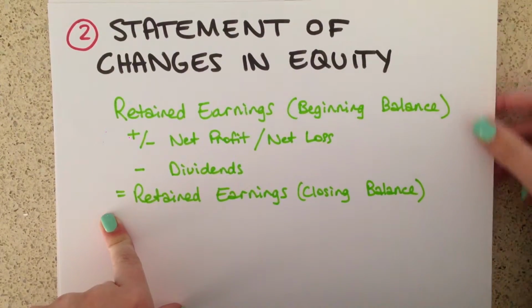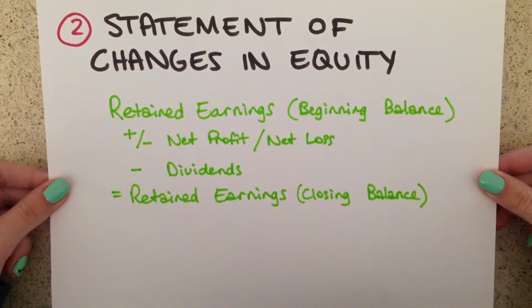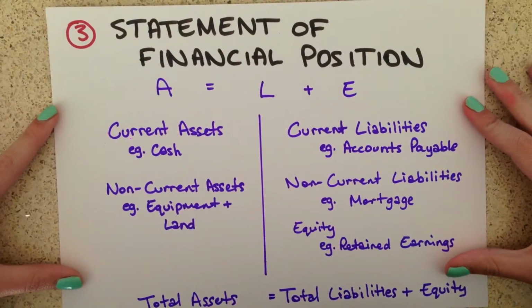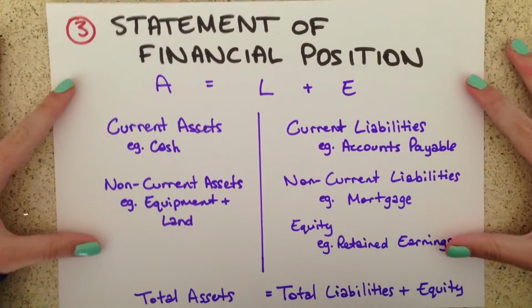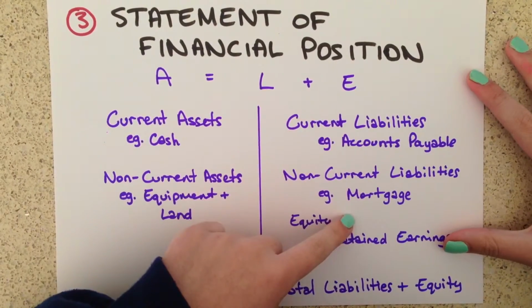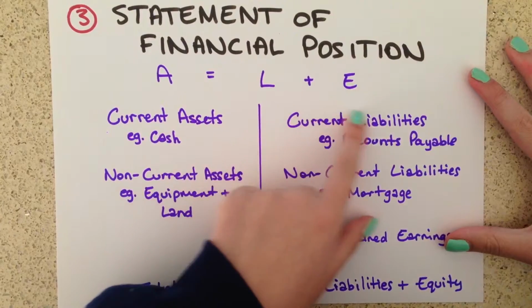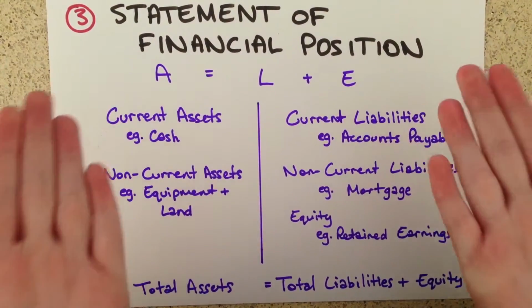After calculating the retained earnings at the end of the time period, or the closing balance, we move on to the final step, number 3, the statement of financial position, or the balance sheet. This is the reporting of a business's assets, liabilities, and equity. Using the accounting equation, assets equals liabilities plus equity, accountants can ensure a business's financials are balanced.